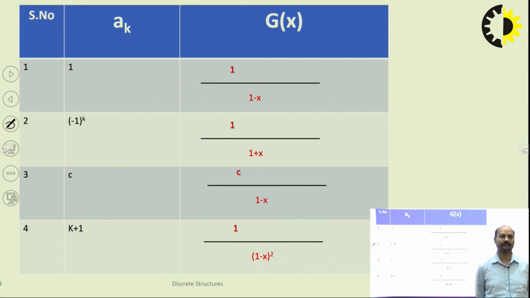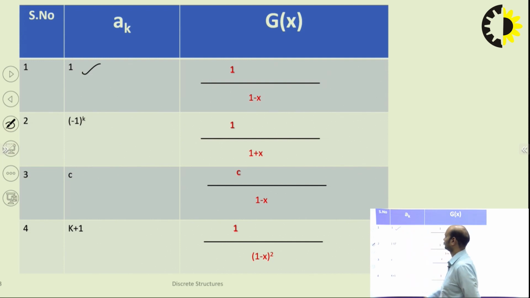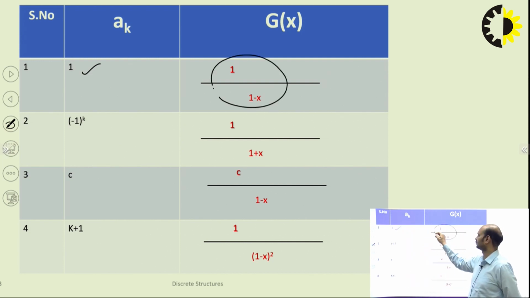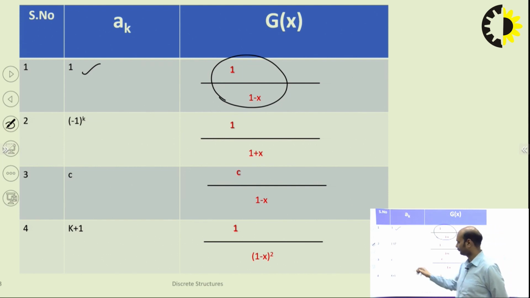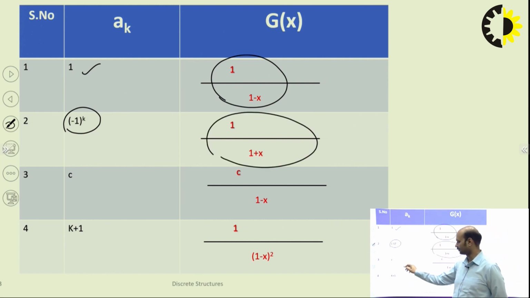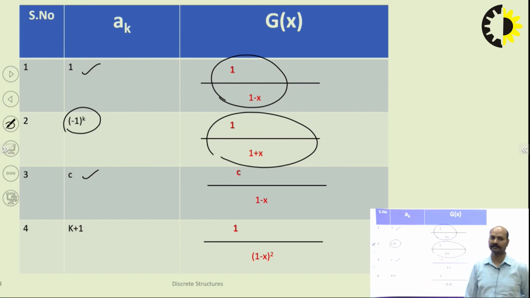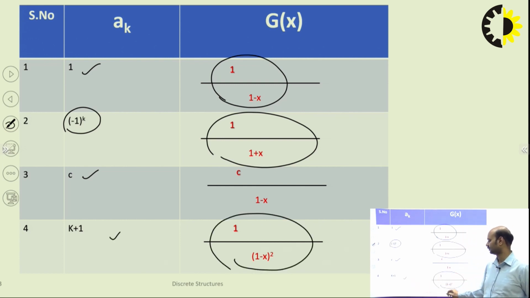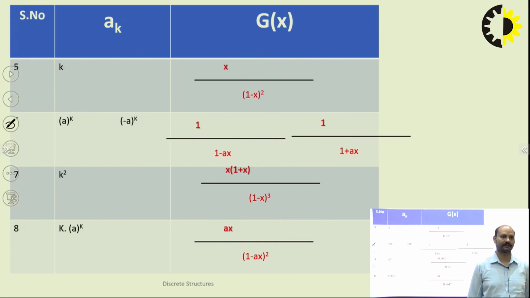So we have calculated here that if our sequence is 1, then we get 1 divided by 1 minus x. If we have the sequence (minus 1) to the power k, then we get the result 1 upon 1 plus x. If a_n is equal to any coefficient, then we get that coefficient divided by 1 minus x. If k plus 1, then we get 1 upon (1 minus x) whole squared. We remember these particular closed formulas for solving the recurrence relation using generating functions.